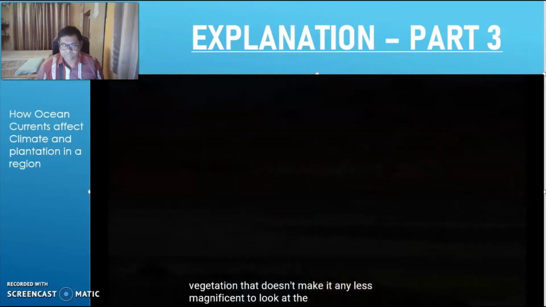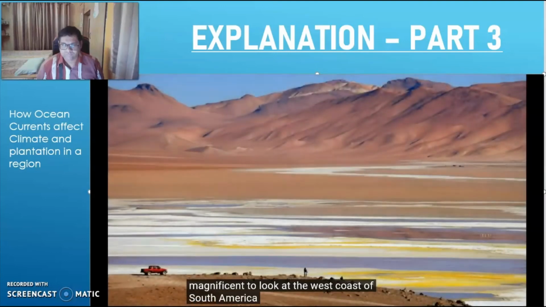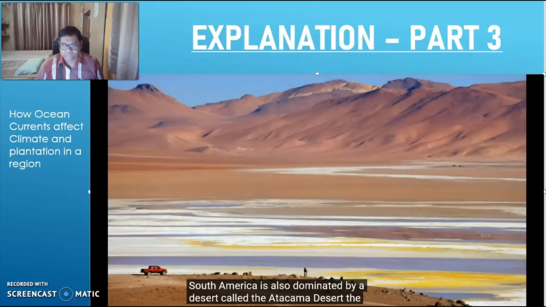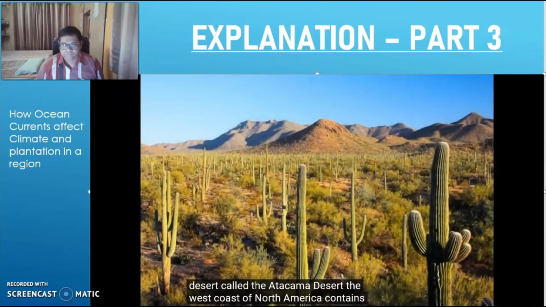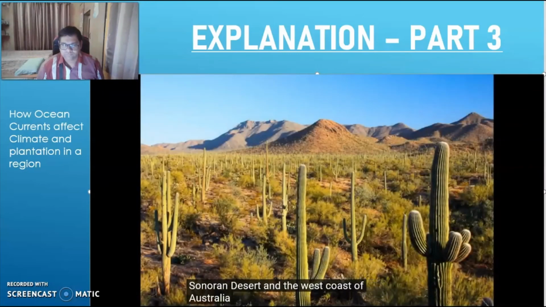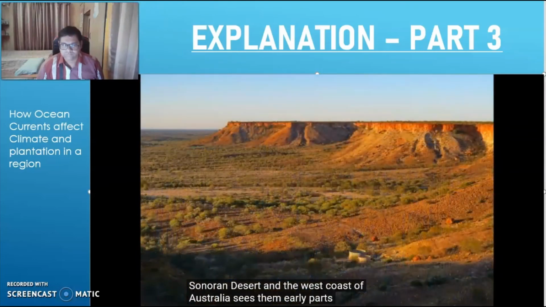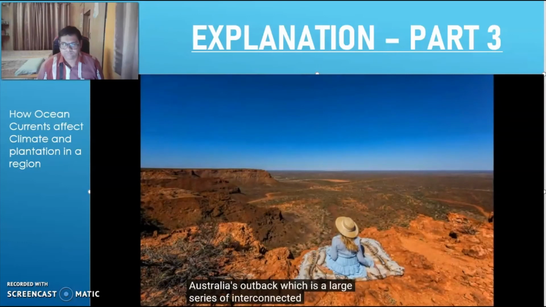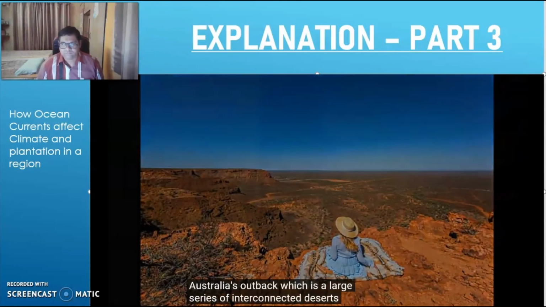The west coast of South America is also dominated by a desert called the Atacama Desert. The west coast of North America contains the Sonoran Desert, and the west coast of Australia sees the early parts of Australia's outback, which is a large series of interconnected deserts.